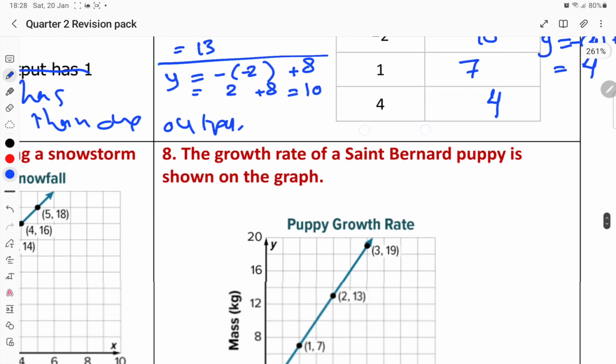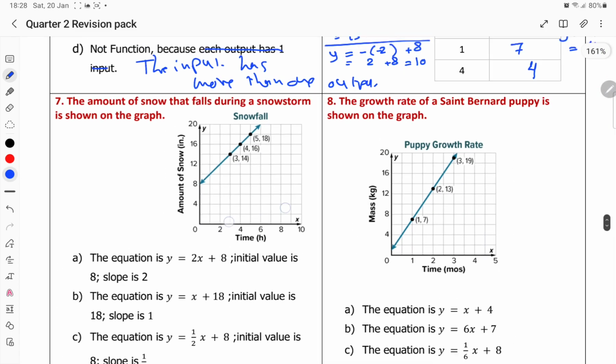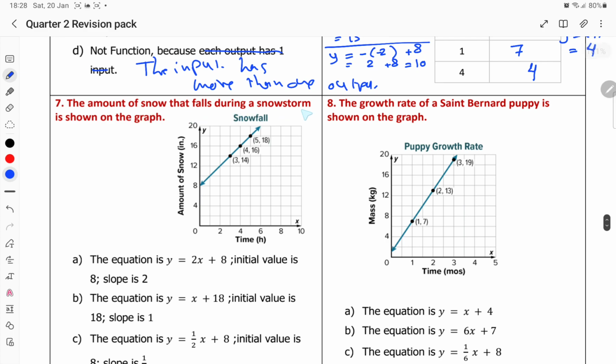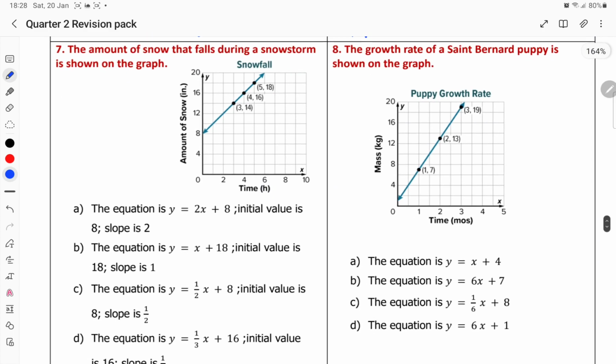Very good. And number 7. The amount of snow that falls during a snowstorm is shown in the graph. Which is the correct equation with the correct slope? The initial value is the b. Where does it start? Where does it cut the y-axis? It cuts the y-axis here at 8. So the b, or the initial value, is 8.